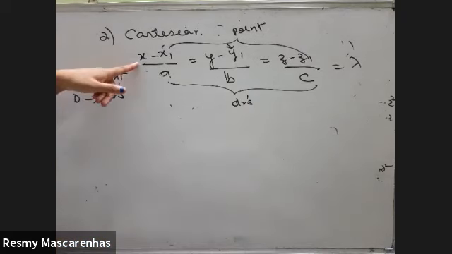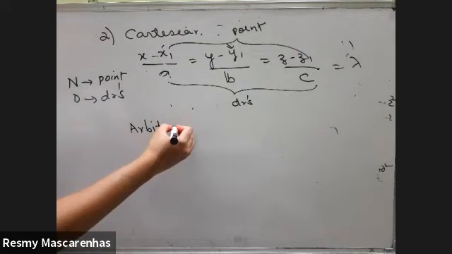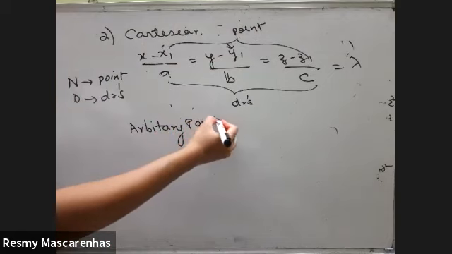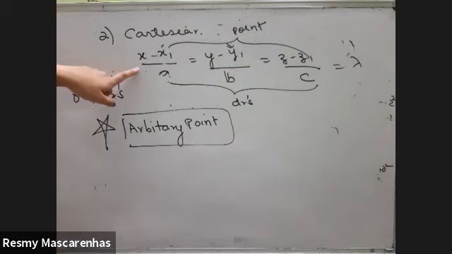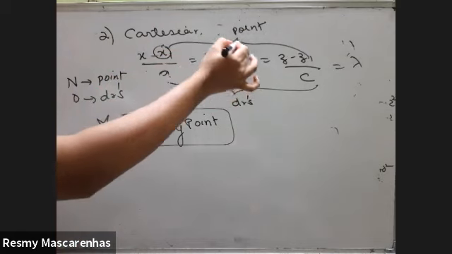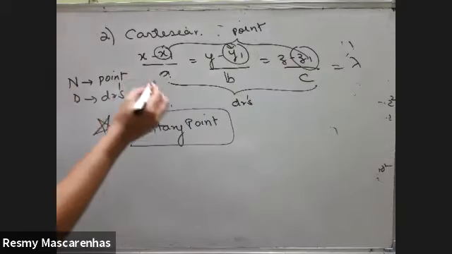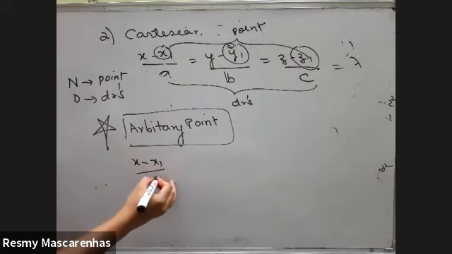So this is called the Cartesian form of a line. Now there will be more problems where you'll have to find something called an arbitrary point. If any Cartesian equation is given to you and you are asked to find an arbitrary point, you can find it using this Cartesian form. Arbitrary point means you have to find the x1 value, y1 value, and z1 value. One at a time you have to equate. So x minus x1 upon a is equal to lambda.